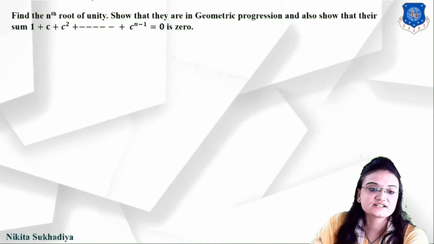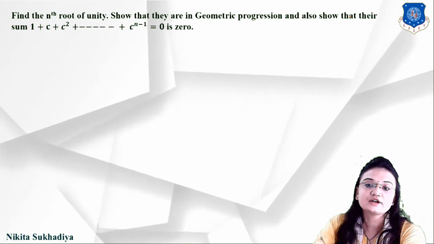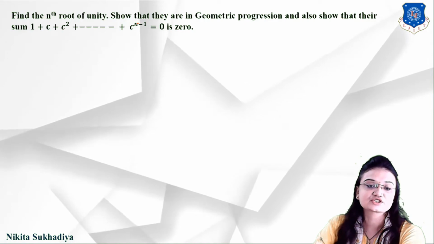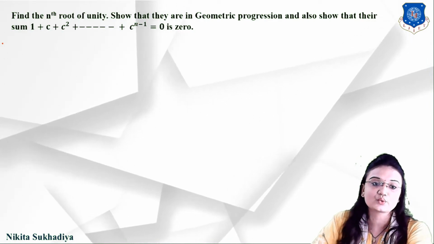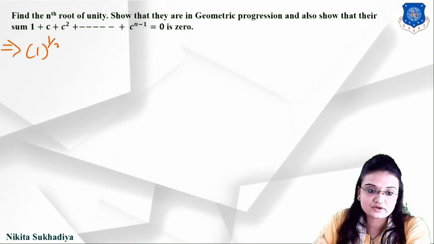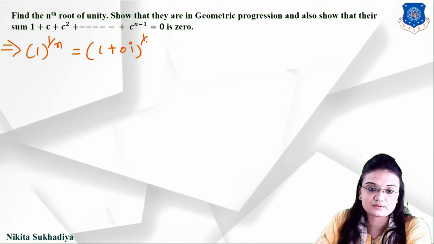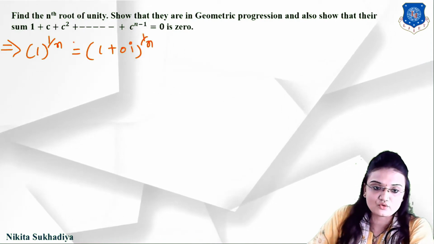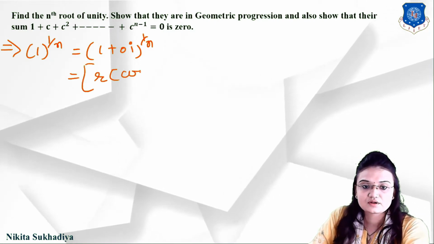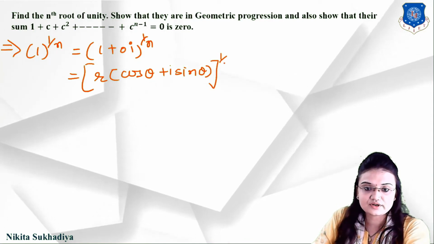Okay, now next is find the nth roots of unity and show that they are in geometric progression form, and also show that the sum 1 plus c square up to c raised to n minus 1 is equal to 0. Okay, so here we have to find the nth root of unity, that is 1 raised to 1 upon n. Okay, so 1 is nothing but (1 plus 0i) raised to 1 upon n. Okay, so the polar form will become r (cos theta plus i sin theta) raised to 1 upon n.